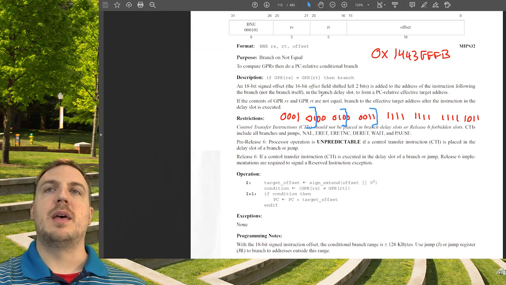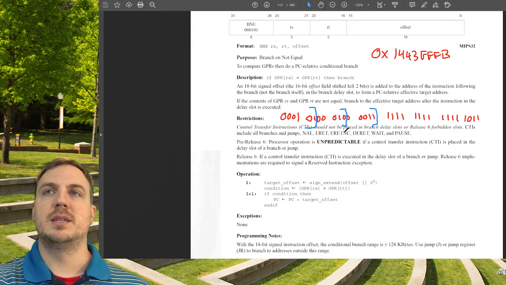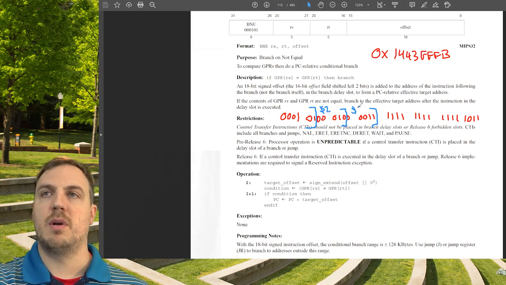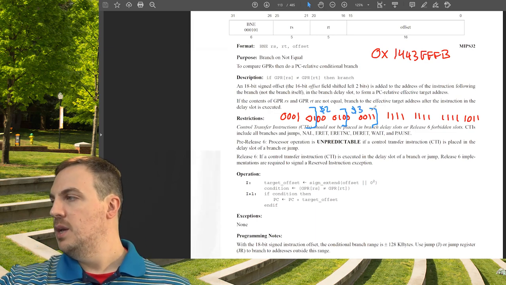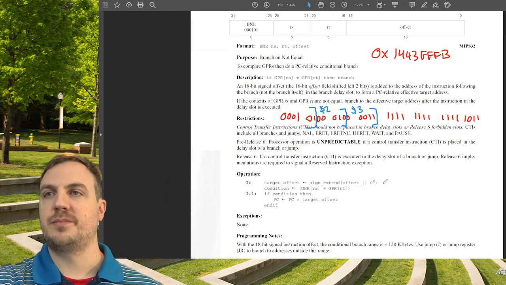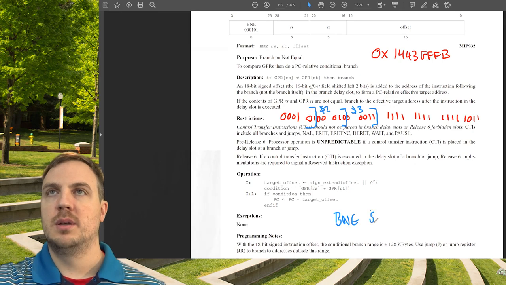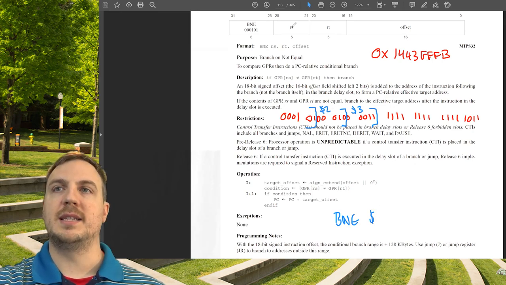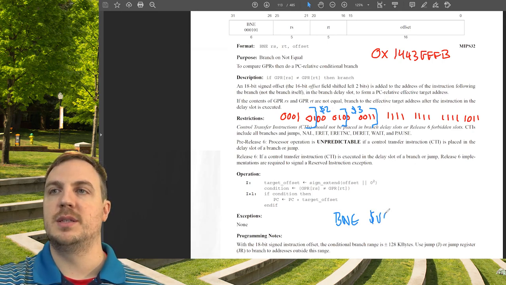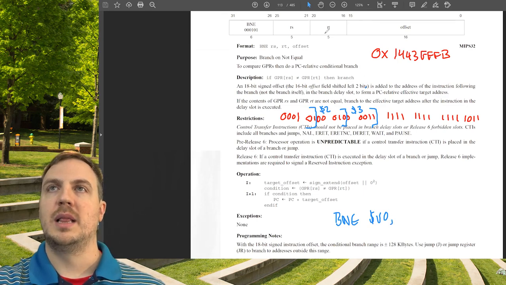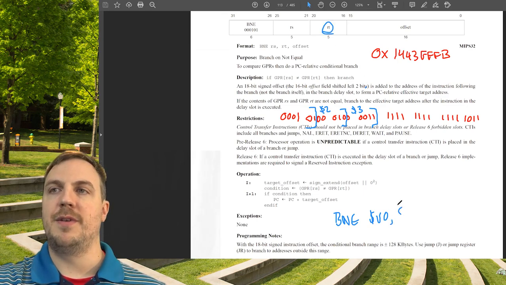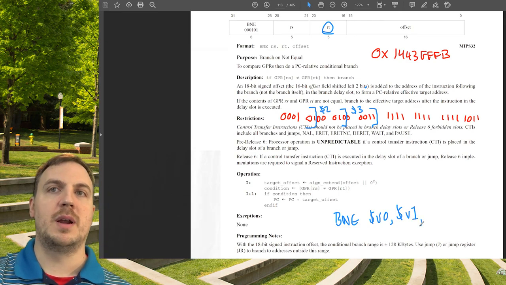Okay, and then before I get to the offset, let's go ahead and convert these and see what that is. So this is going to be 2, and this is going to be 3. If you look back in the table, 2 is V0. So we know this is going to be branch not equals. So we look here, RS is the leftmost one, 2 is going to be V0, 3 right here, that's RT, is going to be V1, and now what we're looking for is the offset.